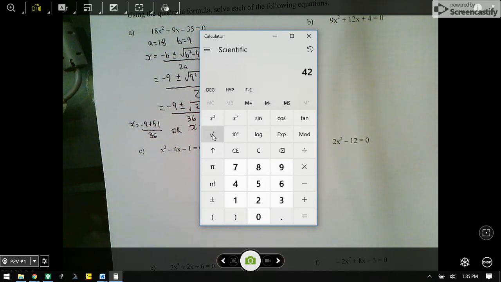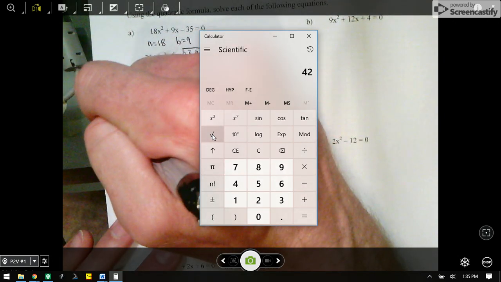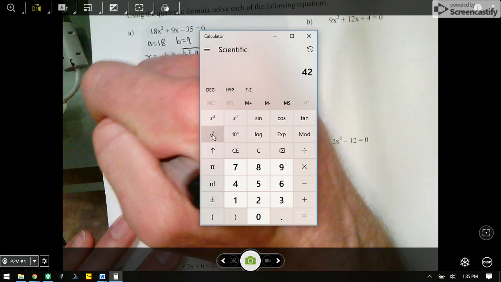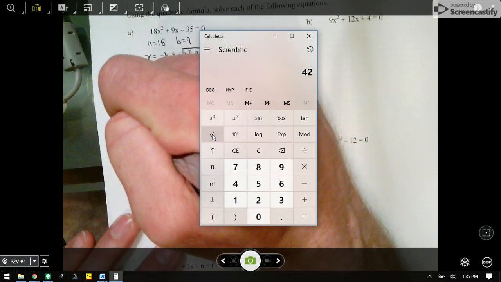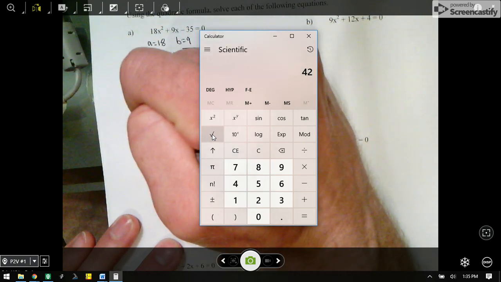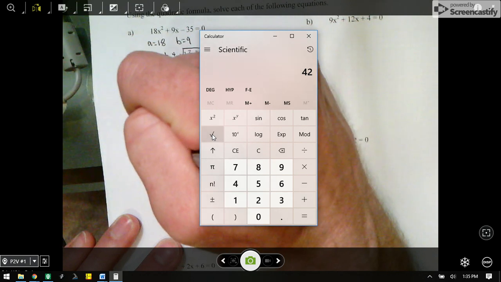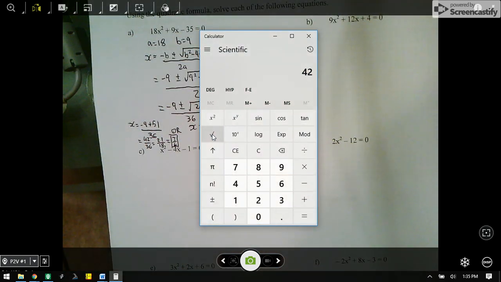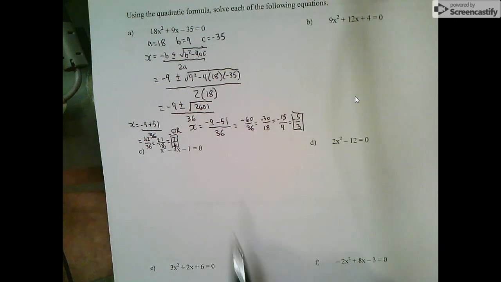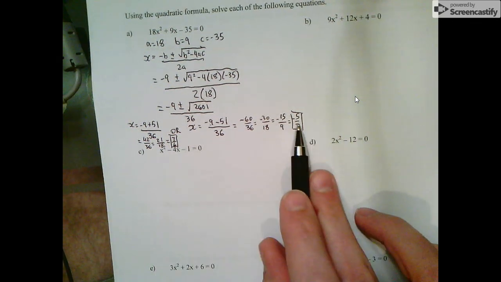There's one answer. And the other one is going to be negative 9 plus 51. So that's 42 over 36, which is 21 over 18, which is 7 over 6. And there's my two answers using the quadratic formula. That's 7 over 6 here and minus 5 over 3 here.